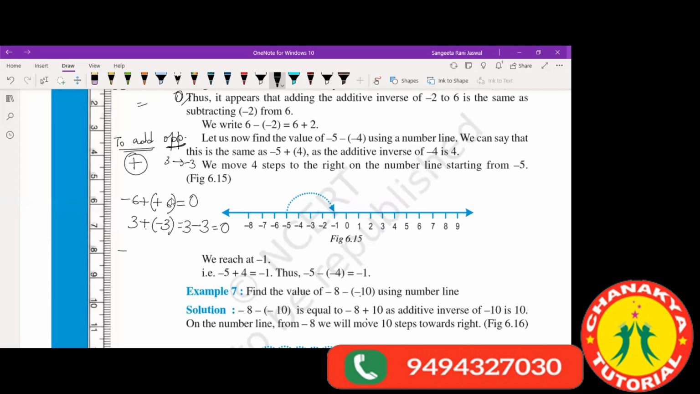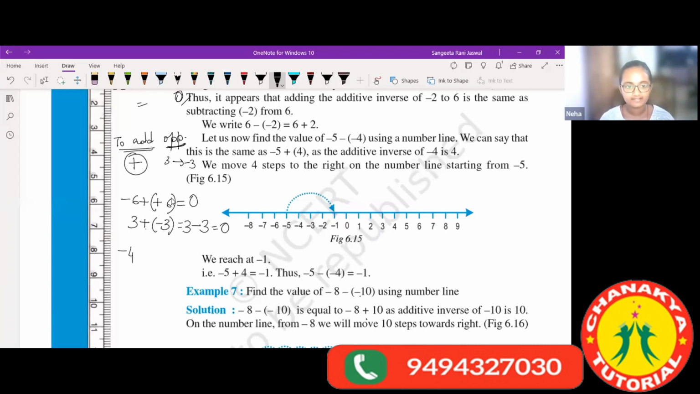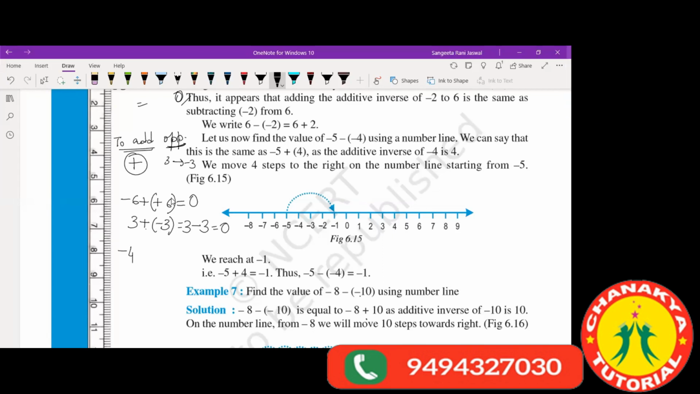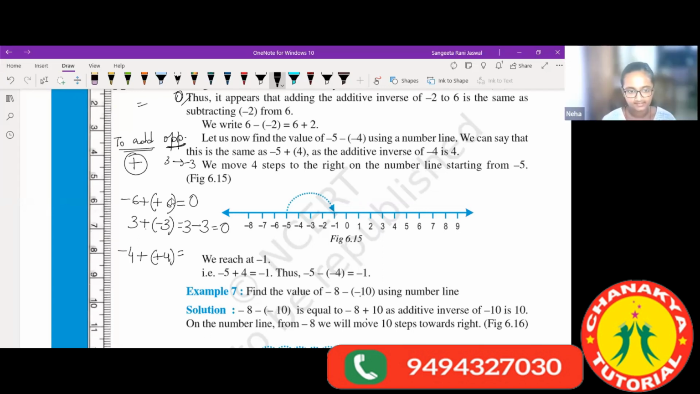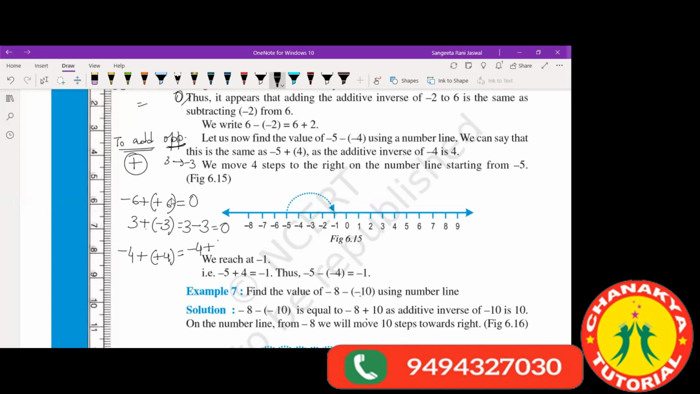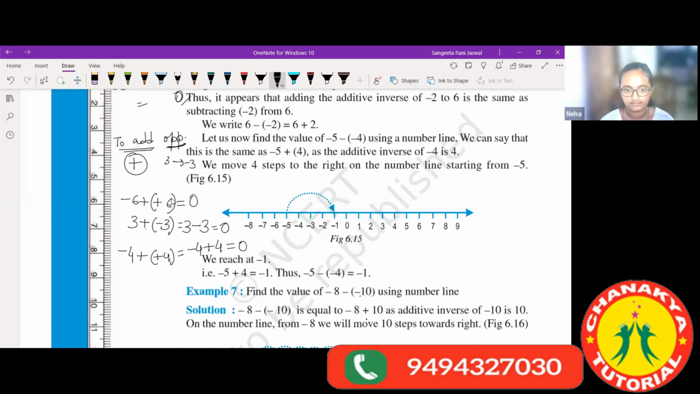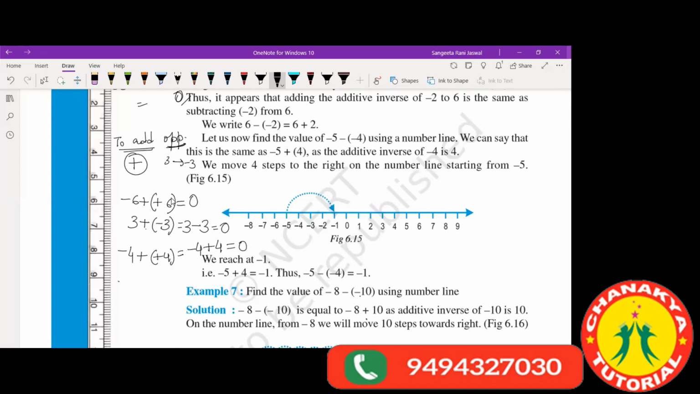Neha, if I take number -4, tell me now what will I do? Ma'am, the opposite of -4 is 4. Minus plus opposite is 4. And in between, I'll put add sign. Minus into plus is plus only. -4 plus 4. What will I get? 0. Very good.